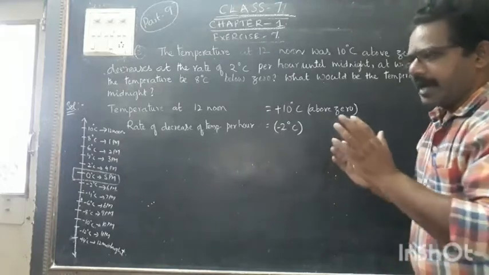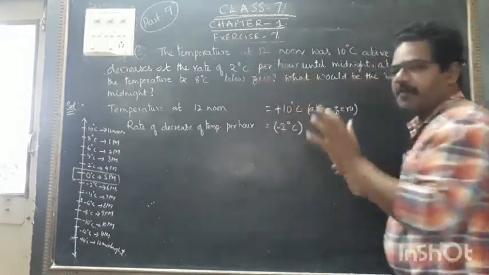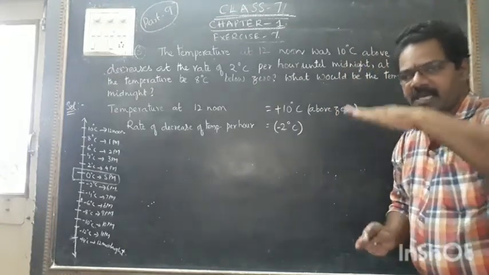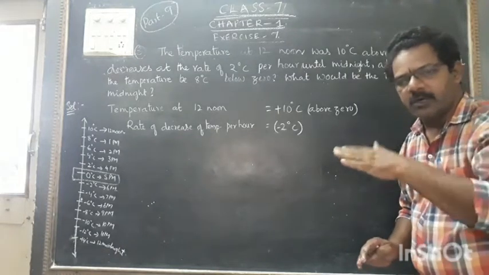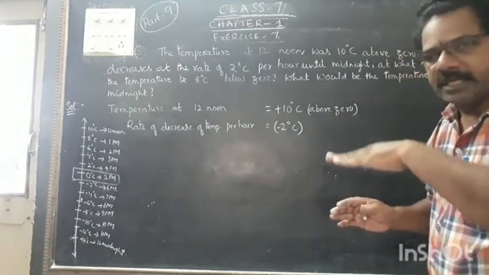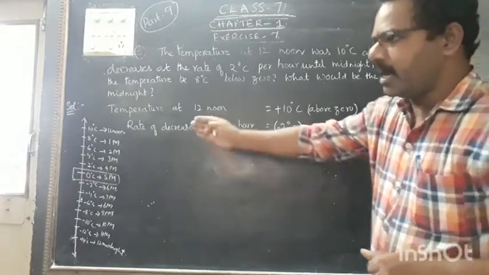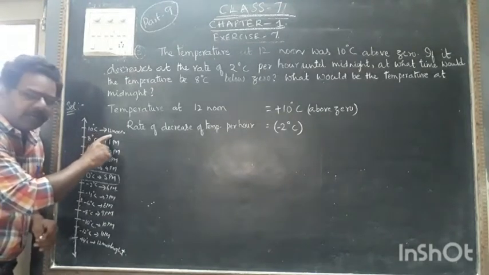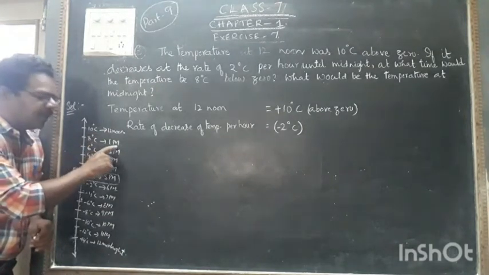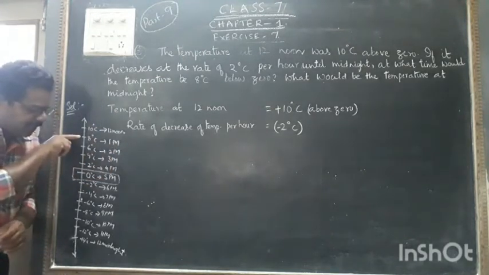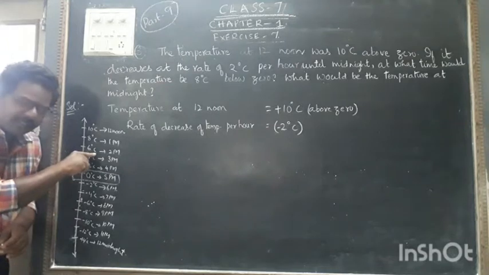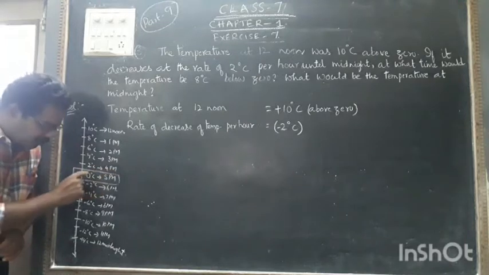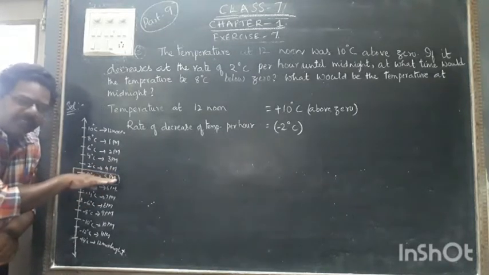So at 12 o'clock in the afternoon, the temperature is 10 degrees centigrade at a particular place. Every hour it is decreasing, so it's a cold place. Every hour it decreases 2 degrees centigrade. Here I have drawn a diagram. See this one: 10 degrees centigrade at 12 noon, 8 degrees at 1 p.m. 2 degrees decreased, again 2 degrees decreased. 6 degrees at 2 p.m., 4 degrees at 3 p.m., 2 degrees at 4 p.m., 0 degrees at 5 p.m. Zero is the base.